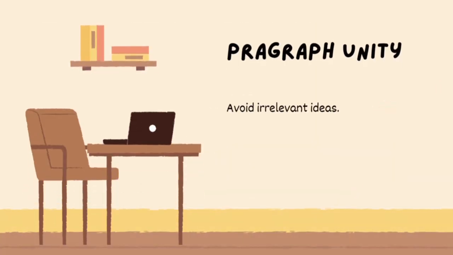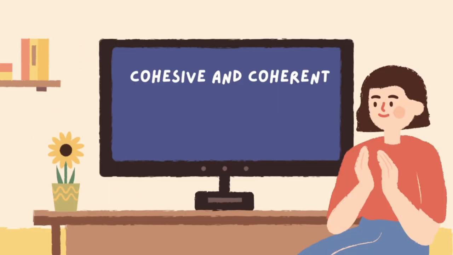Ensure unity by sticking to one main idea throughout the whole paragraph. Strengthen cohesion by using transitions, repeated keywords, and consistent reference. Finally, maintain coherence by organizing your ideas logically, making sure each sentence flows smoothly into the next.